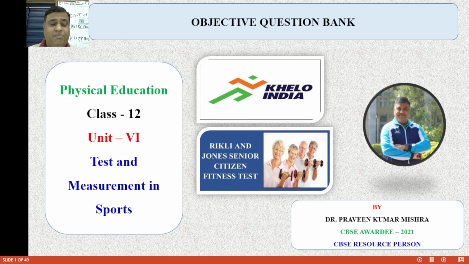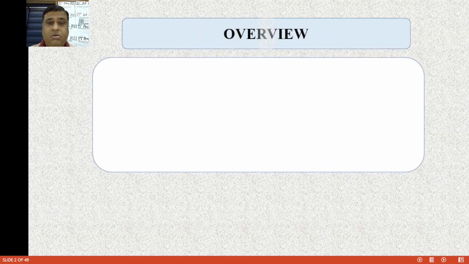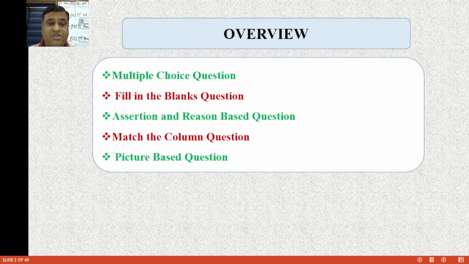Today I will start the session on Unit 6, Test and Measurement in Sports. The session is purely an objective question bank. We will discuss one by one. The overview of the session is: multiple choice questions, fill in the blanks questions, assertion and reason based questions, match the column questions, and picture based questions.